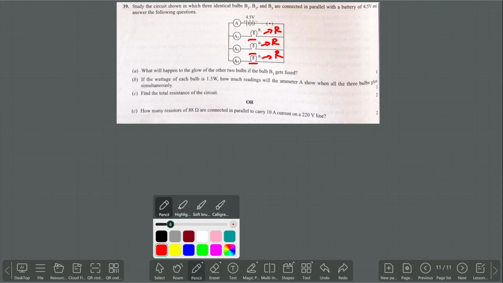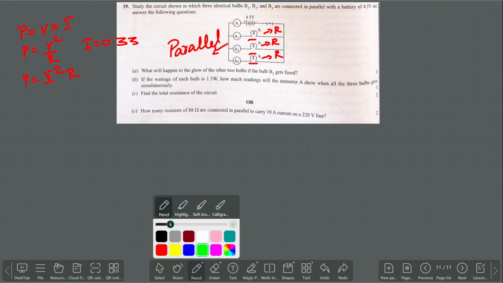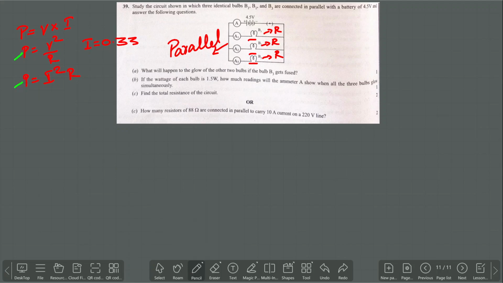So the formulas over here: P is equal to V into I. P is equal to V square by R. P is equal to I square into R. In the previous sum itself, we calculated the amount of current, that is going to be 0.33 ampere. But the combination is in a form of series or parallel? Parallel. So either I need to use this formula or I need to use this formula.